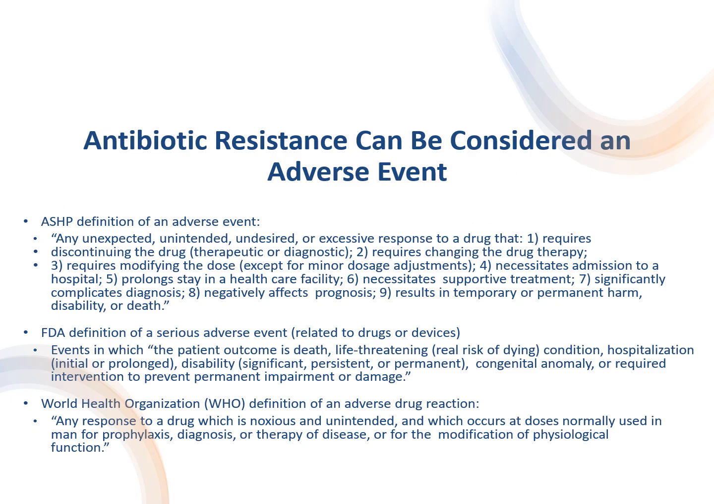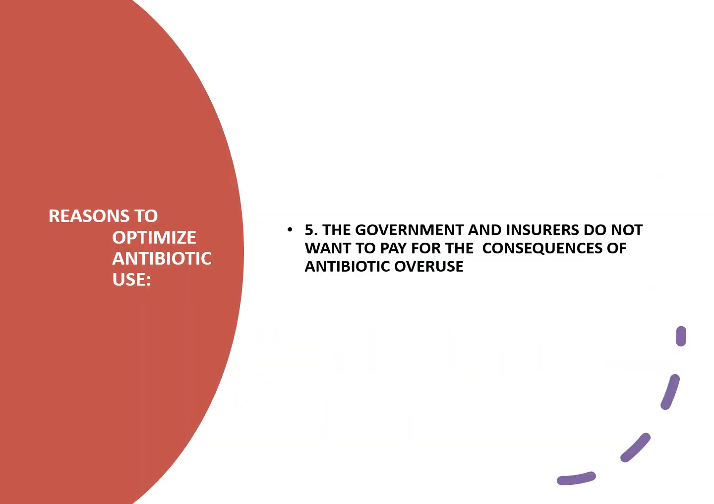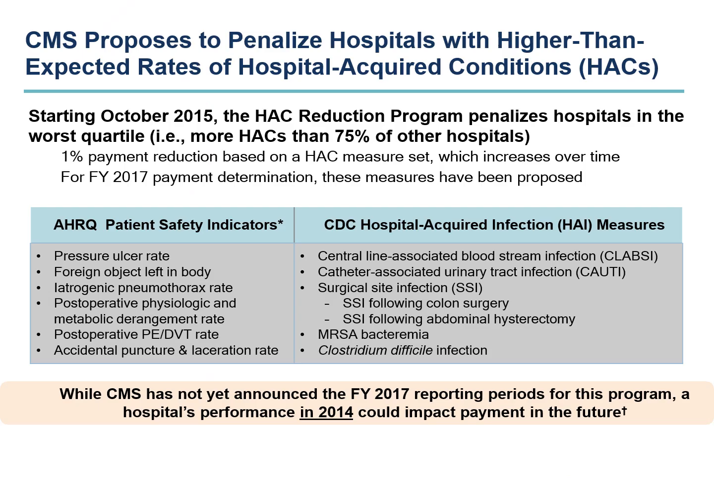The ASHP definition of an adverse event is an unexpected, unintended, undesired, or excessive response to a drug. A serious adverse event is defined as a patient outcome of death, life-threatening event, hospitalization, prolonged hospitalization, disability, congenital anomaly, and others. Antibiotic resistance can, hence, rightly be considered an adverse event. The government and insurers do not want to pay for the consequences of the antibiotic. Pressure ulcer rate, foreign body left in the patient, post-operative physiologic and metabolic derangement, and many others are considered as grounds to penalize the hospitals. Similarly, antimicrobial resistance has been under consideration for this.